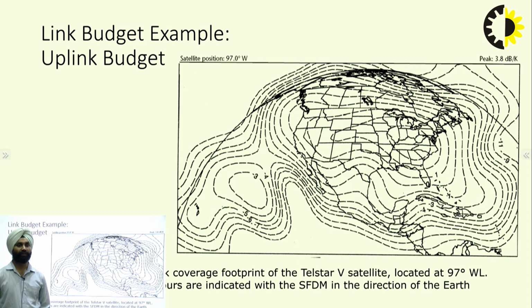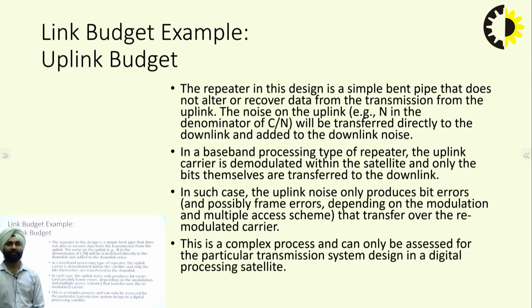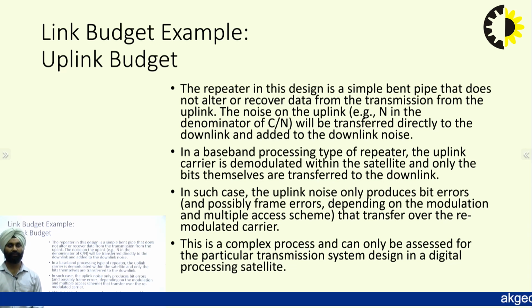For the uplink, the coverage footprint of Telstar located at a particular location, with the different contours of SFD in the direction of the Earth, is shown here for reference. The repeater in this design is a simple bent pipe that does not alter or recover the data from the transmission from the uplink. The noise on the uplink, the n in the denominator of the C by N ratio, will be transferred directly to the downlink and added to the downlink noise.